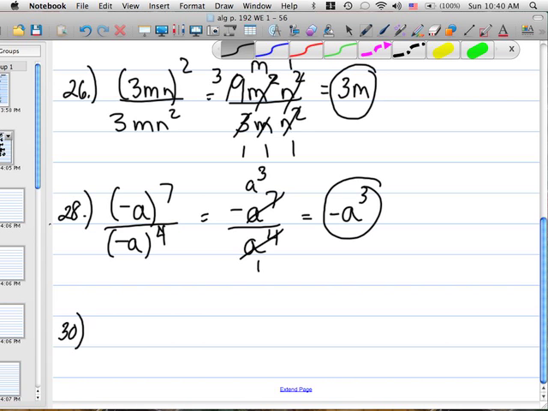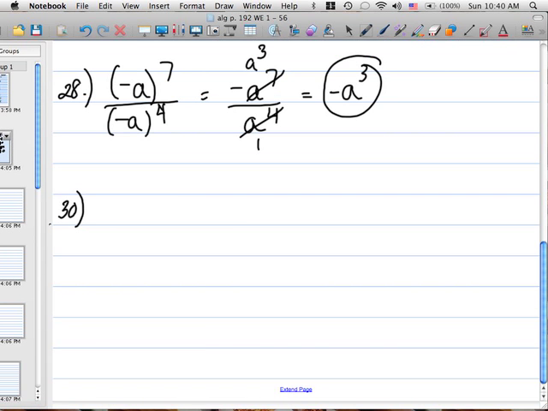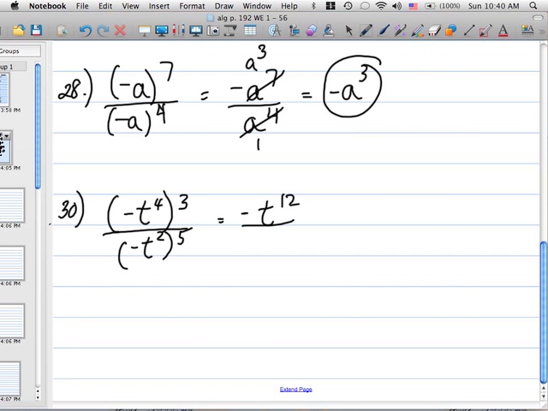Problem number 30. I have negative t to the 4th power taken to the 3rd over negative t to the 2nd power taken to the 5th. Well, negative 1 to the 3rd power is negative, t to the 12th. Multiply your exponents. And negative 1 to the 5th is negative t to the 10th. Negative divided by negative is positive, and I can take out 10 t's in the bottom, 10 on the top, leaving me 2. So my answer is positive t to the 2nd.